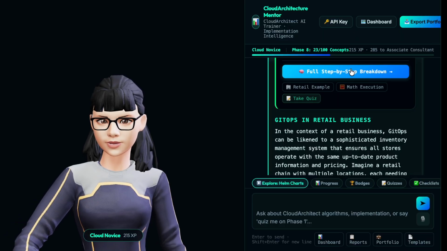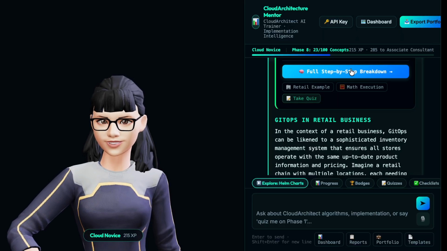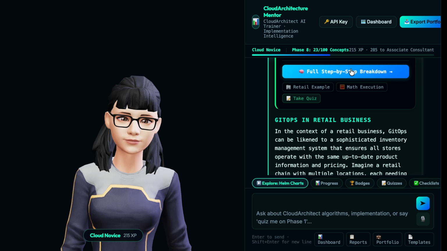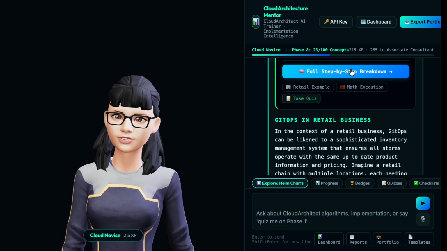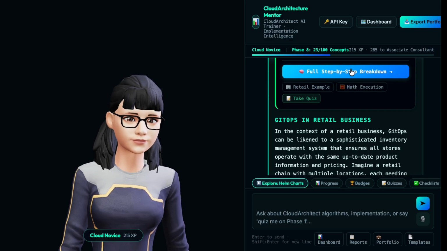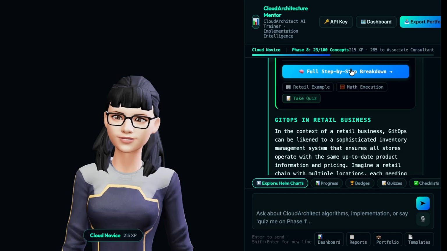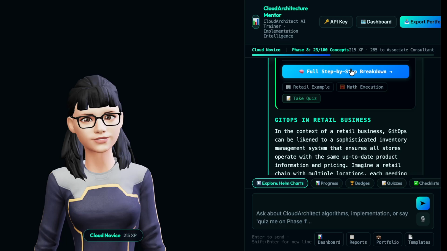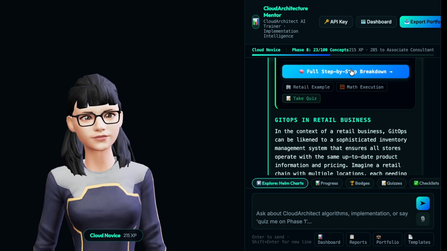Declarative infrastructure. In a GitOps model, changes are made declaratively, meaning that the desired state is defined and stored in Git. In retail, this could translate to defining the desired inventory levels for each product across different stores. For example, if a store needs 50 units of a specific product, this requirement is documented in the central system. 3.